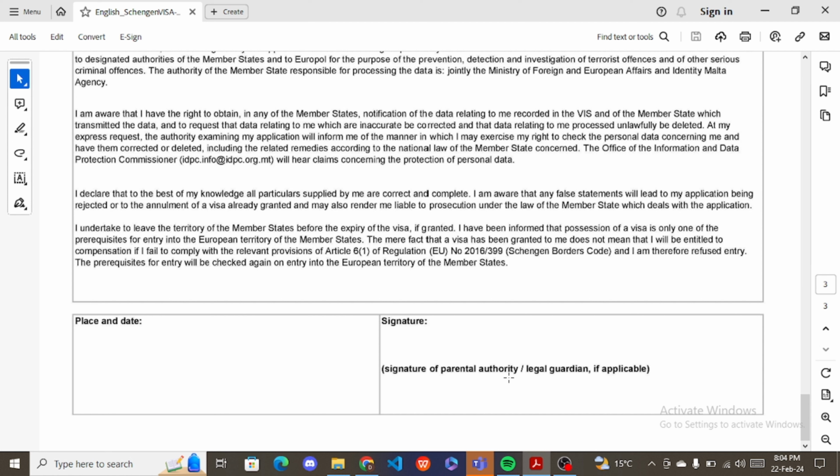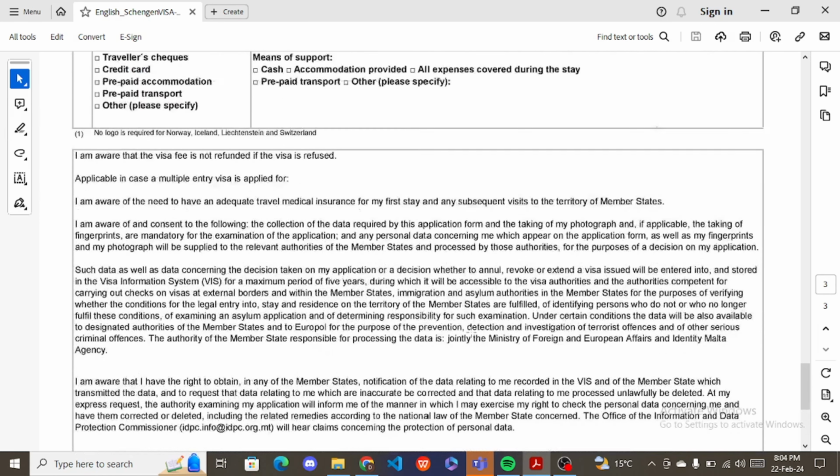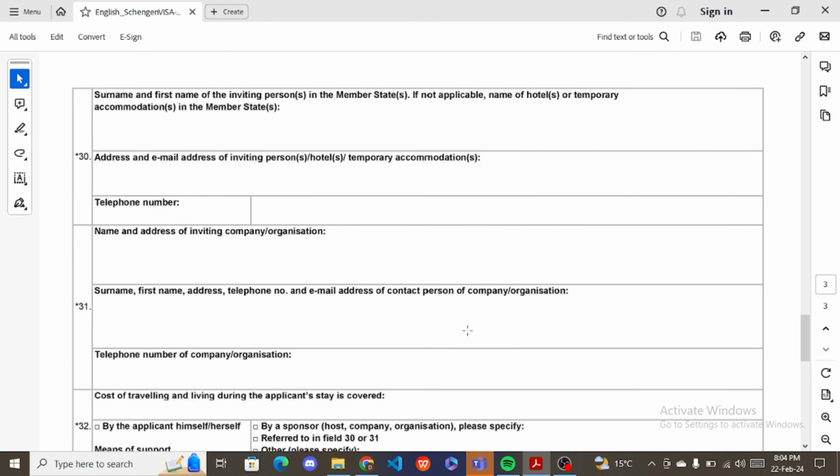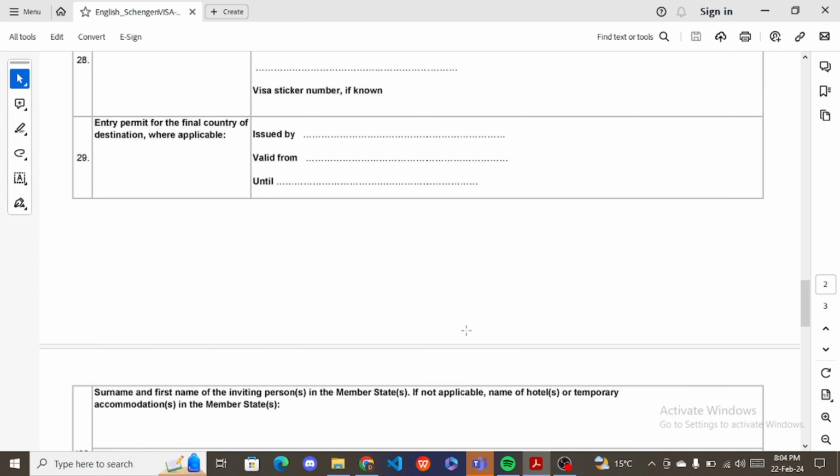Signature of parental authority or legal guardian. For people that are under 18, your legal guardian will have to sign. But if not, then go ahead and just sign here. Like I said, I use Docfly. If you have any other app or software that will allow you to do this for free, go ahead and fill it. I hope I've been able to explain every bit of this application form and how to fill it.